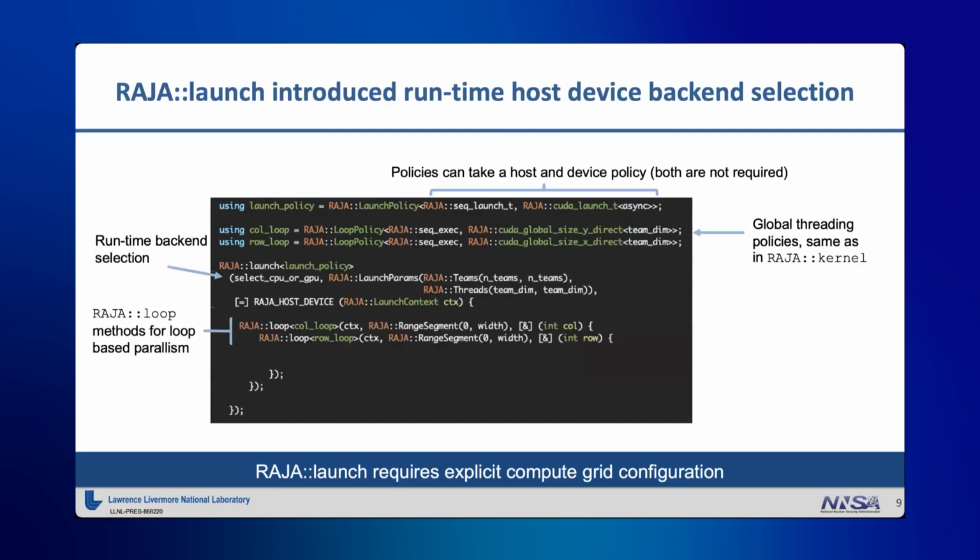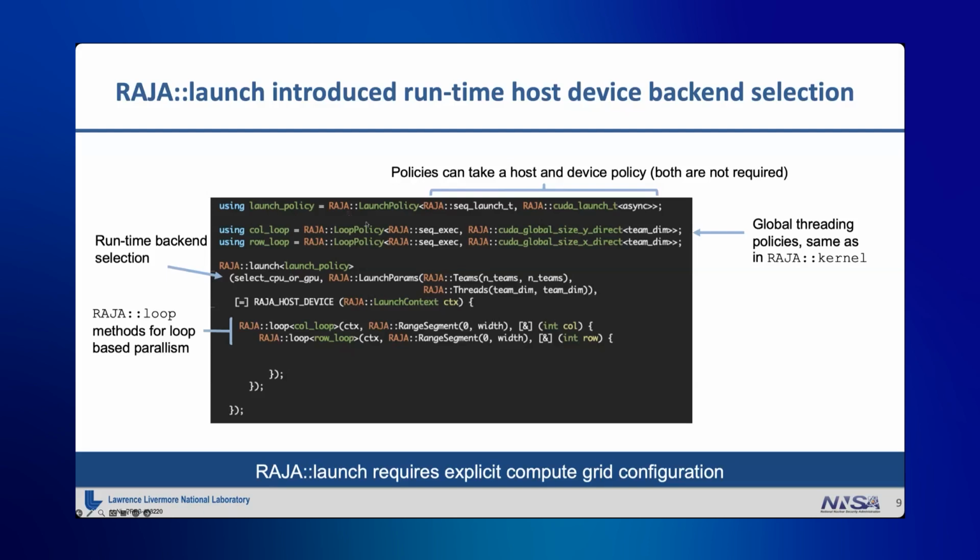So as mentioned, RAJA Launch introduced runtime host device backend selection. So what this means is if you want to take advantage of this feature, your execution policies have to have both a host and device version. But of course, both are not required. If you just specify one, then you're committing only to running on that given backend, and you have no runtime selection.